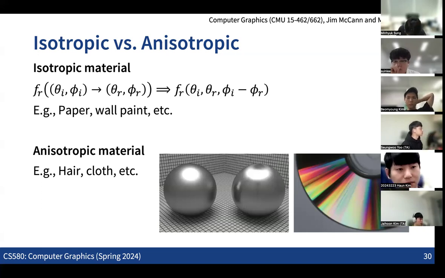But obviously there are anisotropic materials, which have some kind of patterns over the surface. For example a CD, hair, or clothes. For those cases, we cannot define a three-parameter BRDF, because they are anisotropic. We need four parameters. So those are some of the basic properties that we can think about for the BRDF.